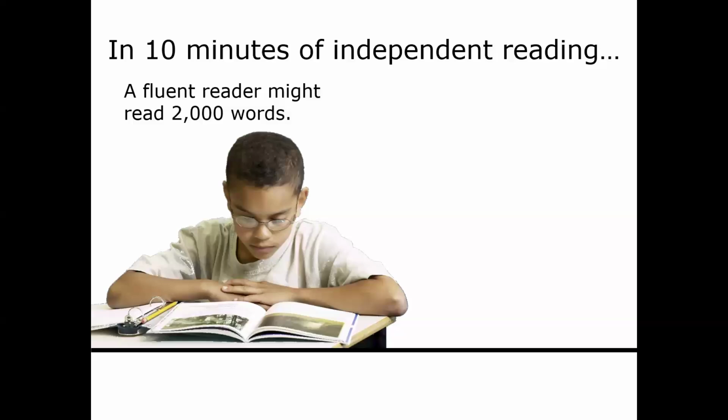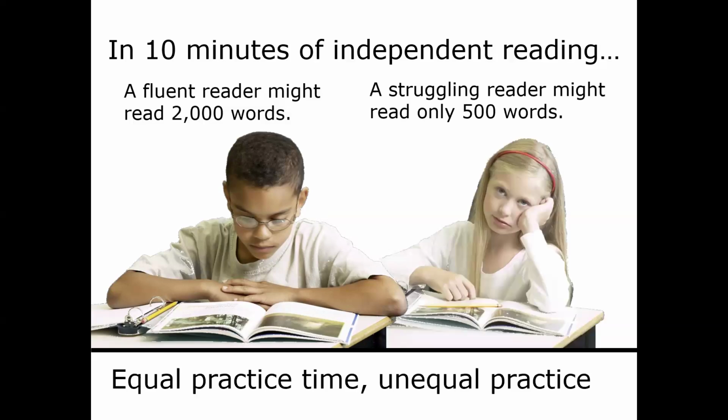In 10 minutes, a proficient reader reads about 2,000 words in his head, because when a proficient reader reads silently, he'll easily read 200 words a minute. So after 10 minutes, that's 2,000 words. A struggling reader maybe only reads 50 words in a minute. So after 10 minutes, she's only read 500 words. If we give them equal practice, it is nowhere near equal.